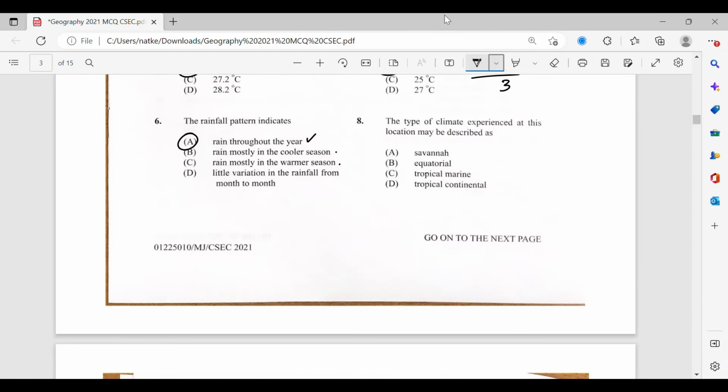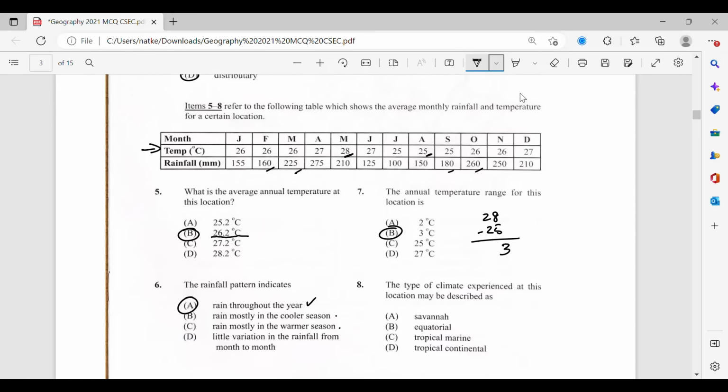Number 8. The type of climate experienced at this location may be described as, so let me go back up. We can see that we have rainfall right throughout the year. We are not seeing a distinct wet and dry season. We are also seeing that the temperature is relatively high throughout the year as well. So for number 8, I'm going to say that it is our tropical marine climate.